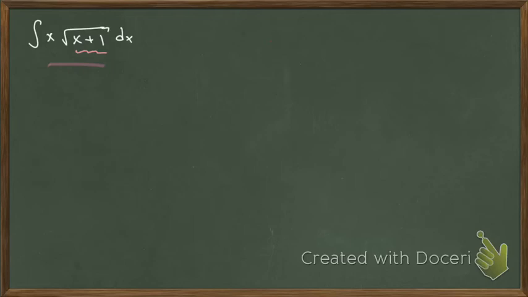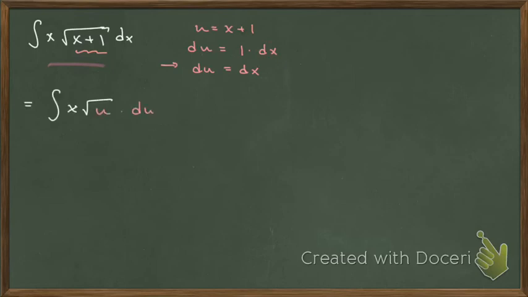So what I notice is this x plus 1 is under the radical, and typically when I try to substitute, it's things under radicals. So I'm going to try to substitute. If u is x plus 1, du is 1 dx, or just dx. Okay, cool. I've got a dx, and I can just replace that with du. I can also replace x plus 1 with u. Cool. So what I've got then is x times square root of u all times du.